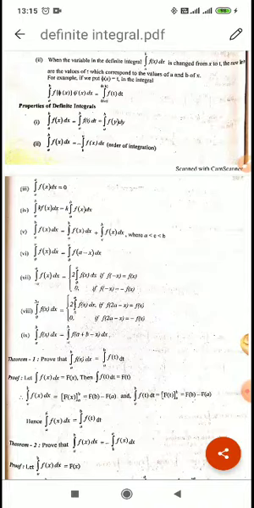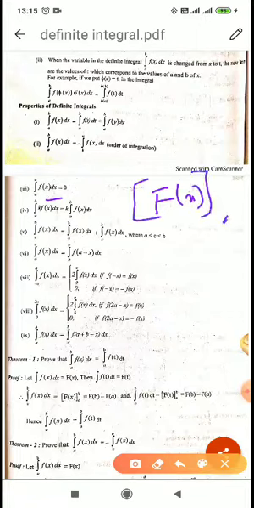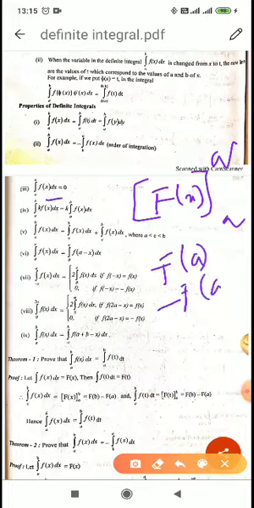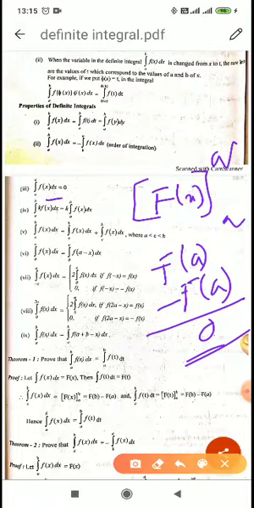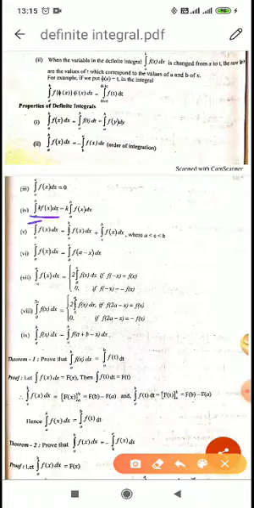Again you can see this one, integration of f of x into dx with limits a to a is 0. When we integrate, you will get F of x, and the lower limit is a, the upper limit is a. So F of a minus F of a will become 0. So that is the mechanism. Now you can see that k is a constant, so we can take this k outside and perform the integration as usual.